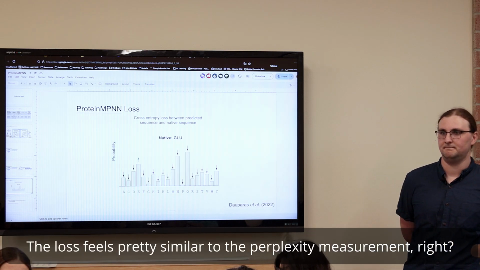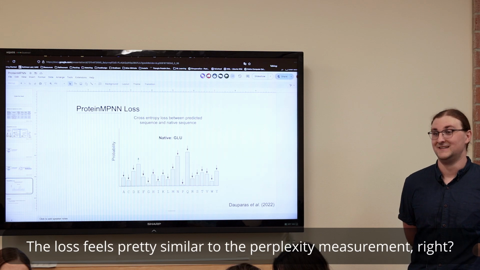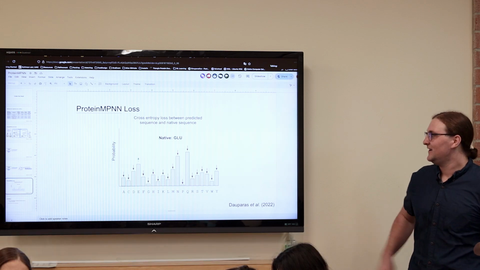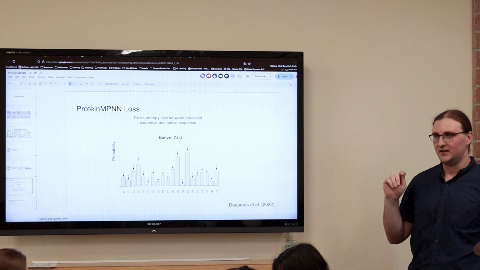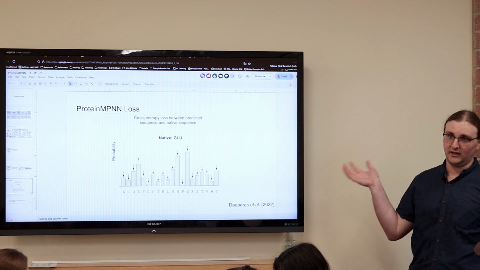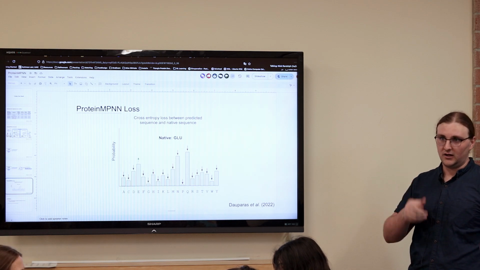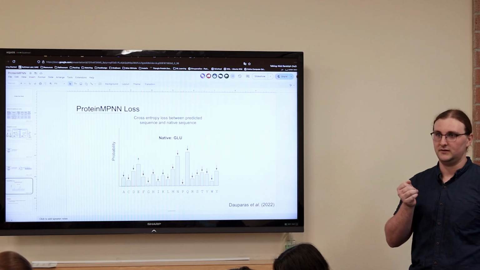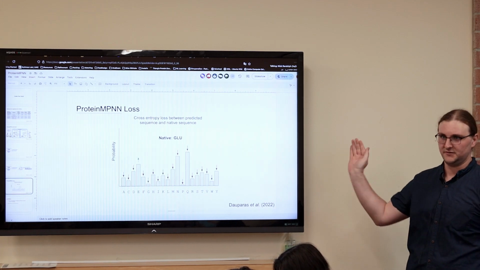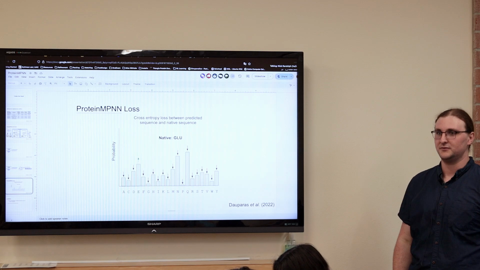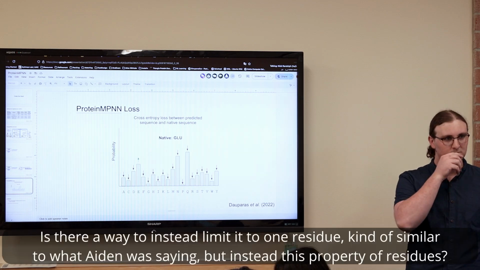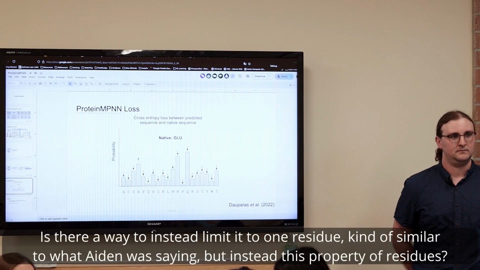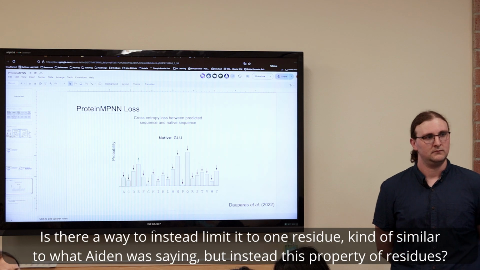The loss feels pretty similar to the perplexity measurement. Yes. When you create this, you transform it into a negative log likelihood, and then you take e to the negative log likelihood to get the perplexity. So yes, it's a simple transformation to take this into the perplexity. Good observation.